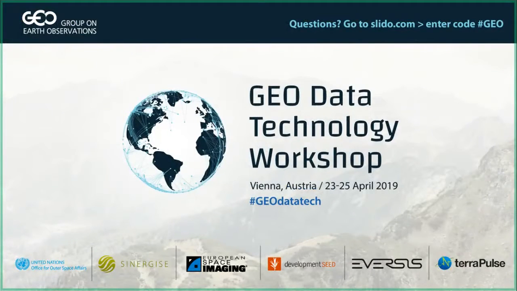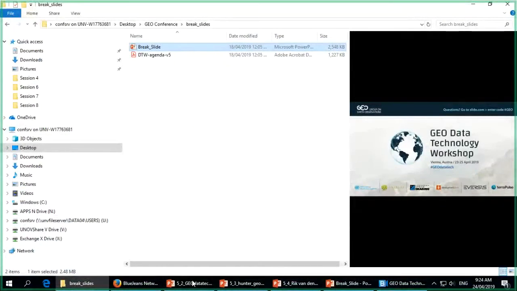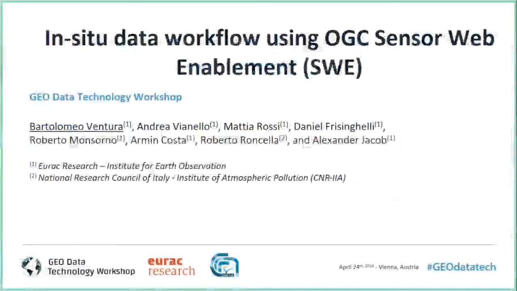Thank you very much. Next, we have Bartolomeo Ventura from EURAC, the European Academy, and he has a PhD in physics. He's been with EURAC since 2010 and has some experience with validation of soil moisture retrievals from satellites. So with no further ado, Bartolomeo, it's yours.